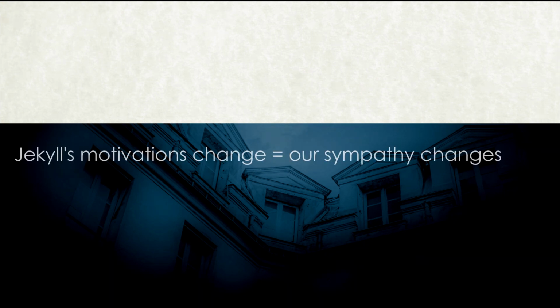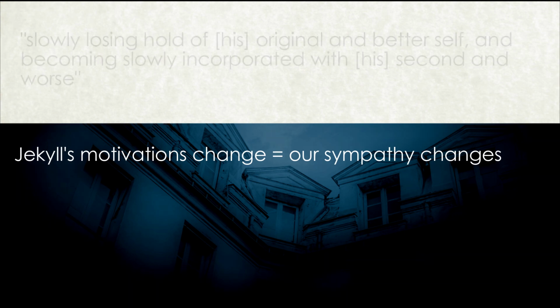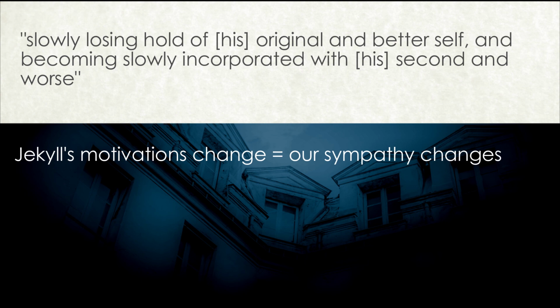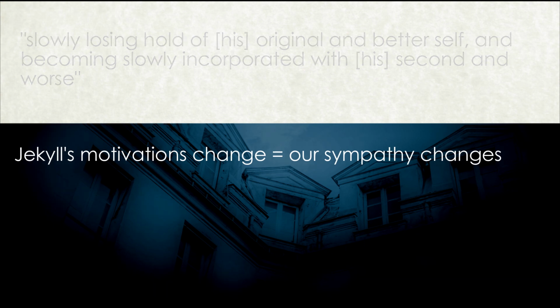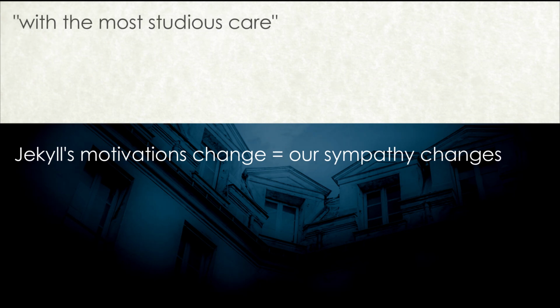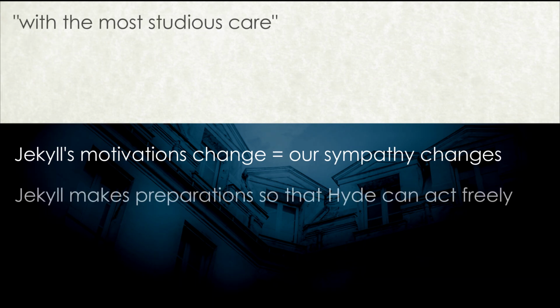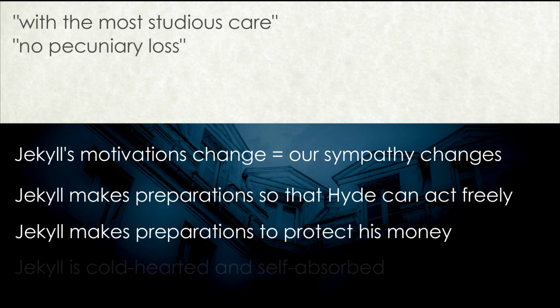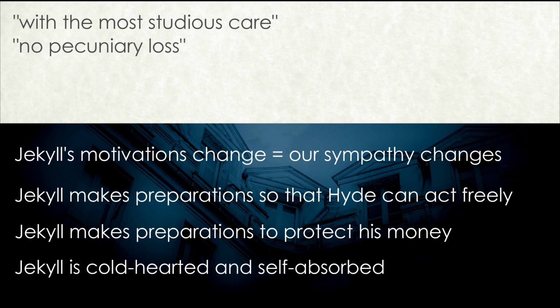Although Jekyll's intentions can be seen as good and honourable at the beginning, his motivations change as his experiments continue, which affects how the reader sympathises with him. He is a man who is slowly losing hold of his original and better self, and becoming slowly incorporated with his second and worse. The way in which he, as Jekyll and not Hyde, with the most studious care, makes preparations for his double life by renting the flat in Soho, engaging the housekeeper, and arranging his will so he will suffer no pecuniary loss, are the actions of a cold-hearted, calculating and self-absorbed character.